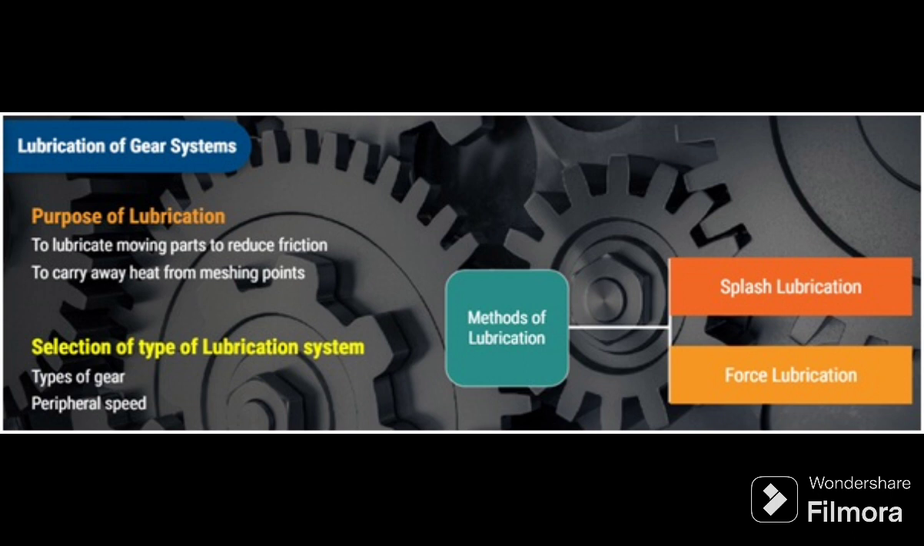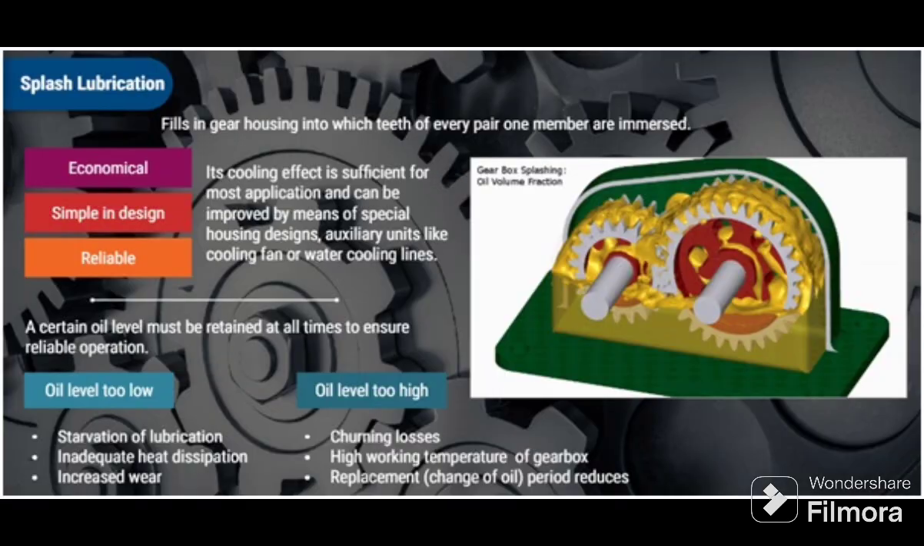Lubrication in gearboxes has two following purposes: to lubricate moving parts to reduce friction and to carry away heat from meshing points. The selection of type of lubrication system depends upon types of gear and peripheral speed. There are two methods of lubrication used in gears: splashed lubrication system and forced lubrication system.